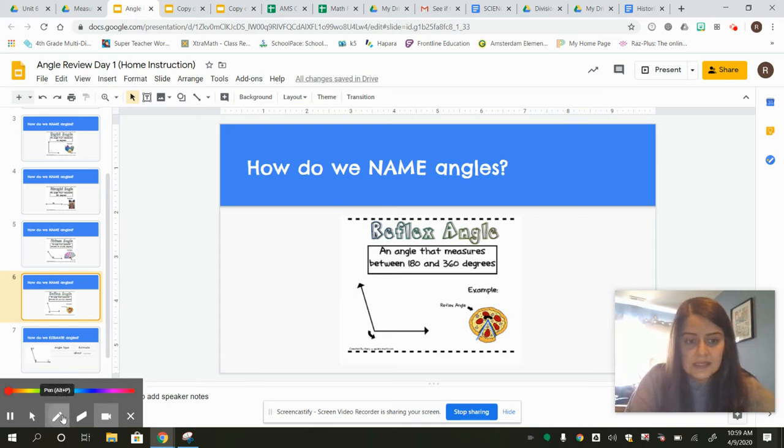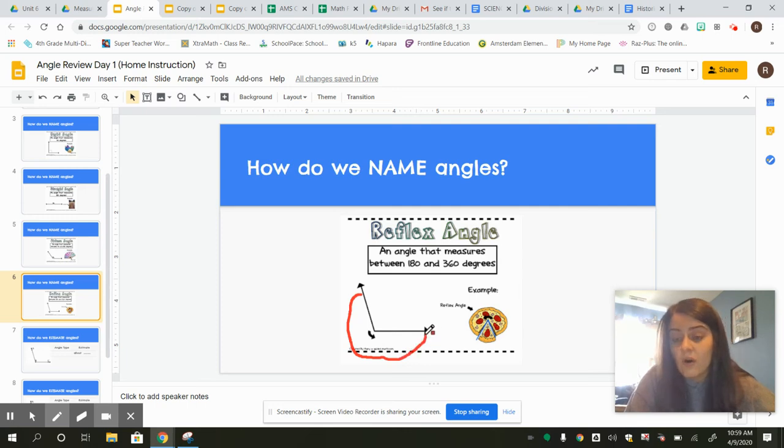This means that the angle rotated from here all the way to here. And it almost made a complete 360, almost a full circle, but not quite. So that's why it's a reflex angle. And if you look at this pizza slice, this here would be the reflex angle because the slice is missing, so it didn't make a full 360.